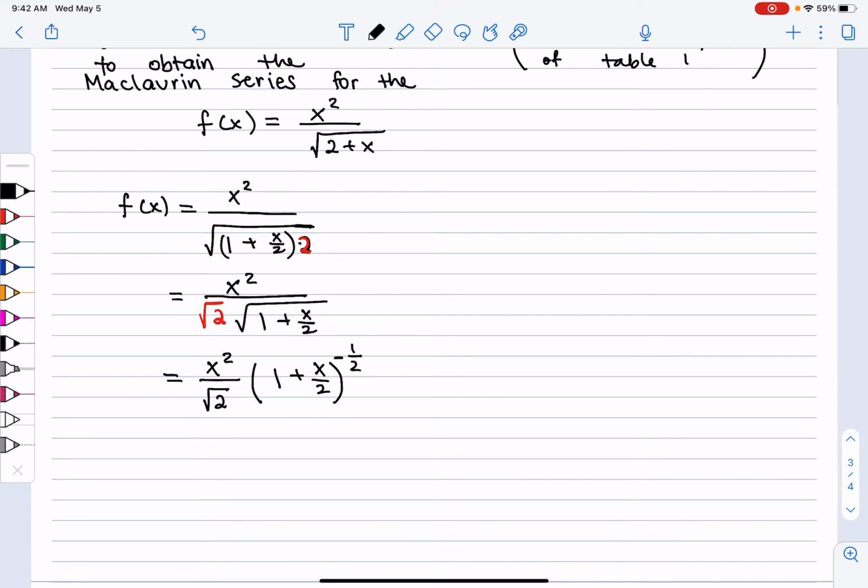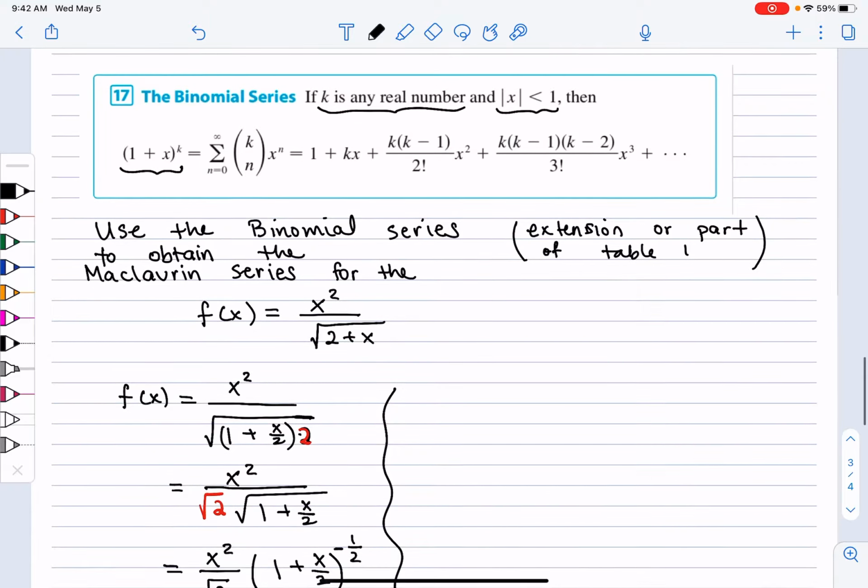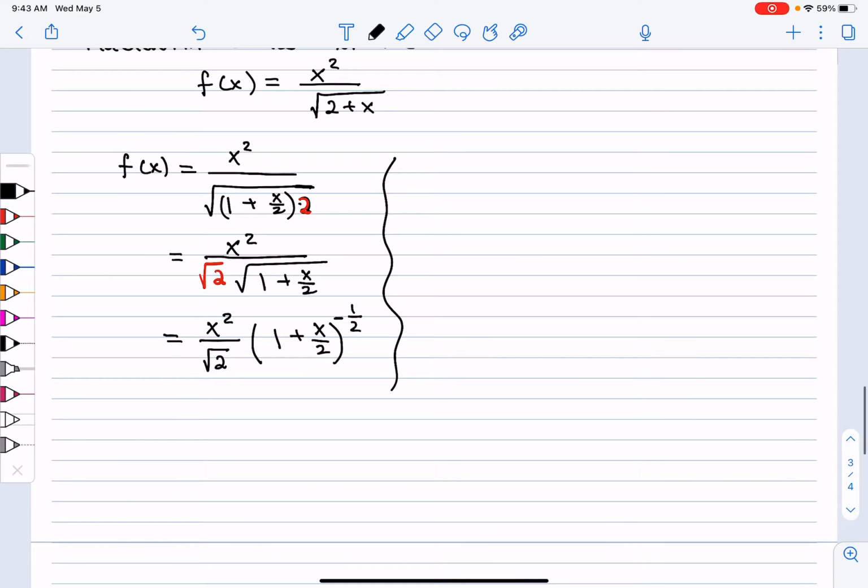All right, one more thing. I want you to remember that the binomial series converges for absolute value of x less than 1, because that's what the formula gave us. So we can say that this will be convergent for, remember the formula said absolute value of x less than 1. But that's not what we have here.